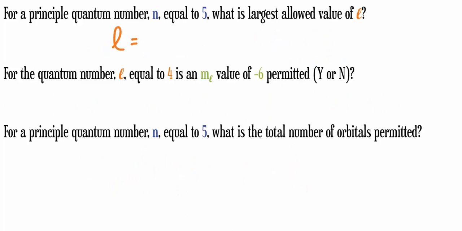For a principal quantum number n equal to 5, what is the largest value of L? The largest value of L is going to be n minus 1. So 5 minus 1 is 4. 4 will be the largest value.